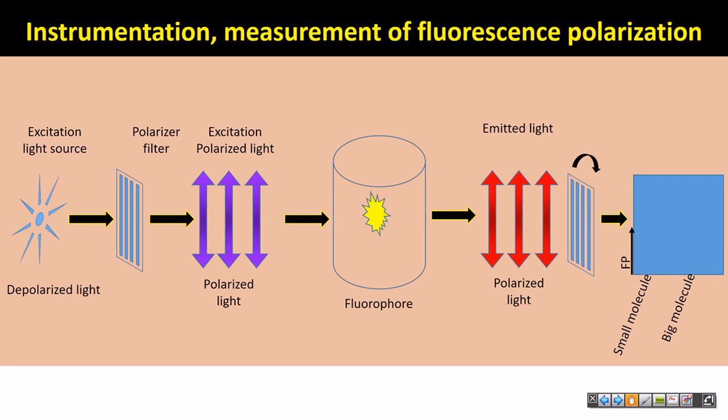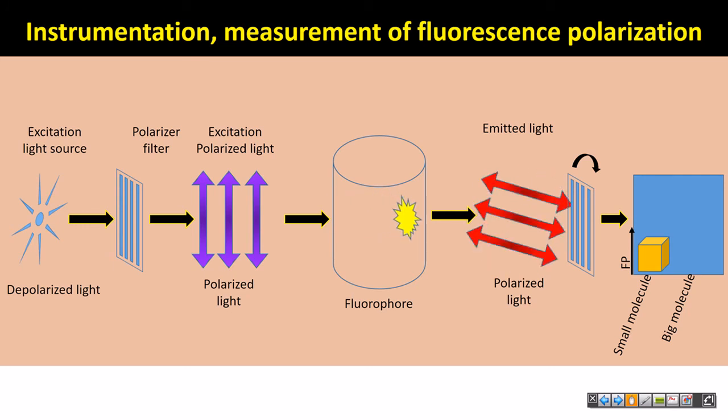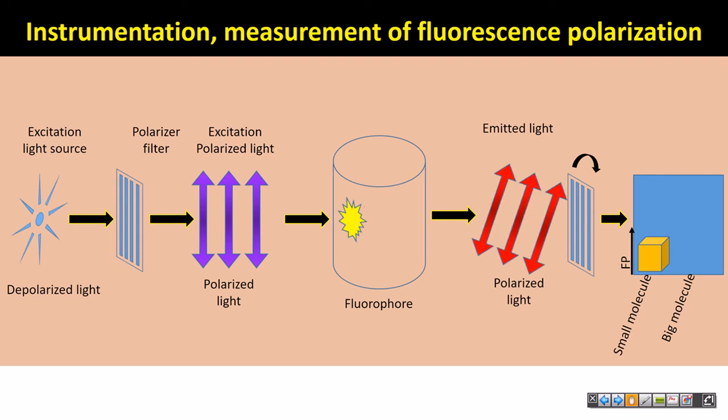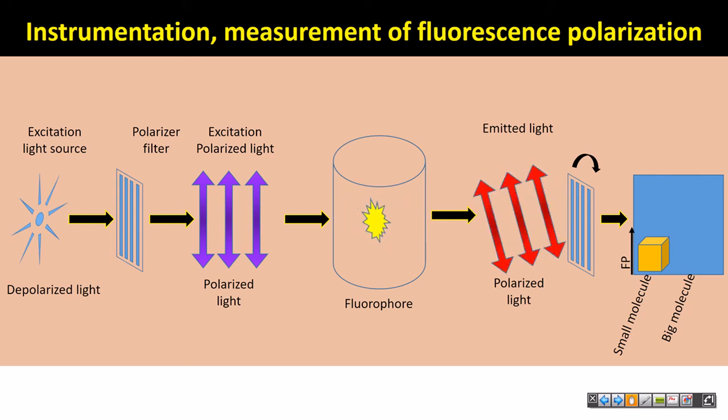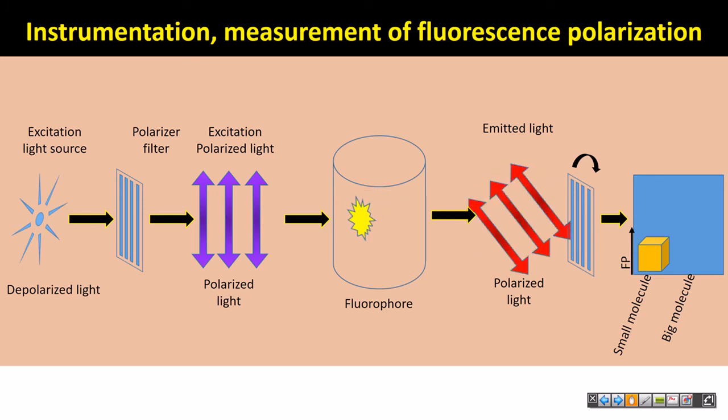The instrumentation is quite similar to my previous animation. Here is the source of excitation light, and this is the excitation filter, the polarizer filter. It will allow a plane of light, and then your sample, and there is another filter called the emission filter. Once you hit your sample with polarized light, you are going to get depolarized light, and by changing the orientation of the filter, you can measure different intensities of the light. I will come to that next.